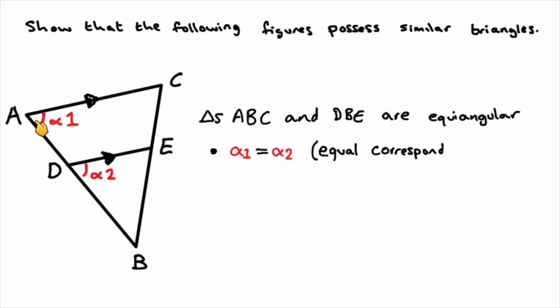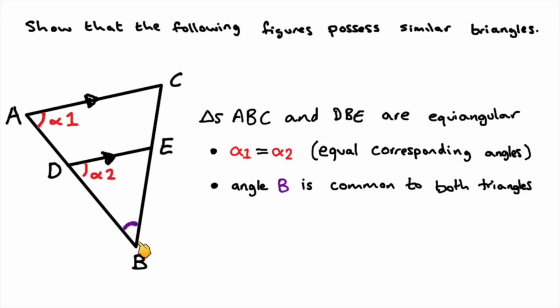Now, since we have a set of parallel lines and we have a transversal, this angle here, alpha 1 and alpha 2, are corresponding angles. So these two angles are equal. Angle B is common to both triangles. Therefore, the triangles are similar.